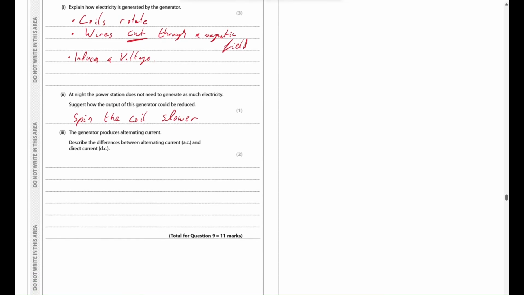Okay, and then we're going to be asked about alternating current and direct current. So make sure you know these textbook definitions. An alternating current is one where the direction is constantly changing. And a DC current is one where the current is constantly going in one direction, the same direction. You can draw the oscilloscope traces if you like, if that helps you explain what you're talking about.